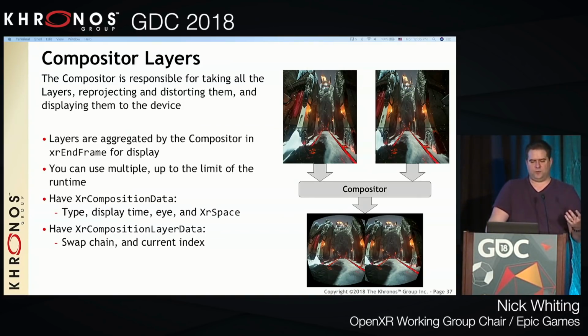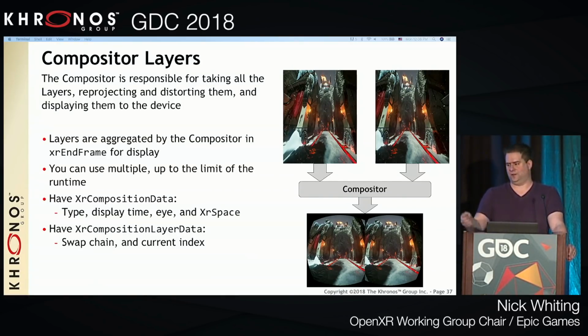When you give them to XR end frame, you give them the composition data, which specifies a type, a display time when the XR runtime expects them to actually be presented, which eye they're associated with, if any, and what space they're in. So again, if you go back to the very beginning where you can define multiple basis spaces, you can do that with everything like compositor layers. So if you wanted to, for instance, have a quad layer that hovers above a tracked device or a motion controller, you can specify that as the space and just give it a static offset, and then the runtime will do all the math under the hood for you. So it's pretty slick being able to define arbitrary bases.